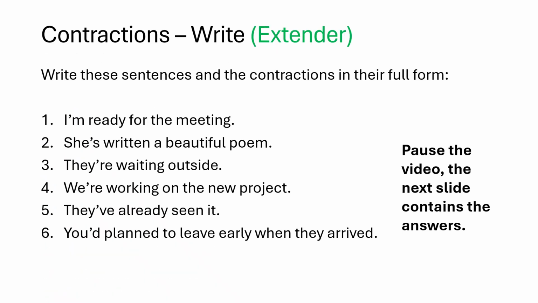Here is an extender for anybody who would like a challenge. Write these sentences and the contractions in their full form. 1. I'm ready for the meeting. 2. She's written a beautiful poem. 3. They're waiting outside. 4. We're working on the new project. 5. They've already seen it. 6. You'd planned to leave early when they arrived. Pause the video. The next slide contains the answers.